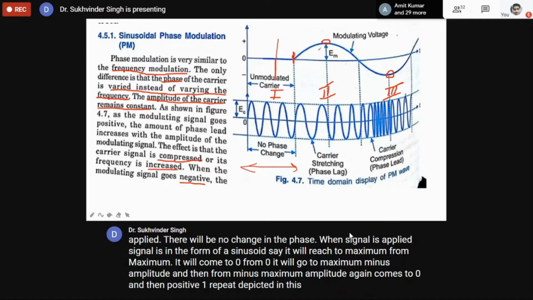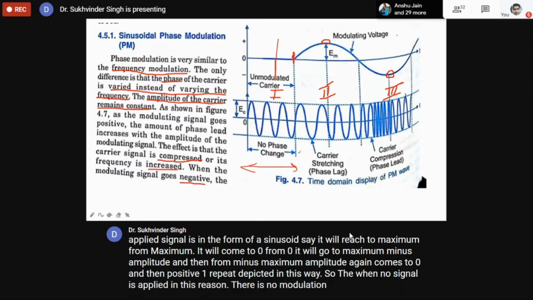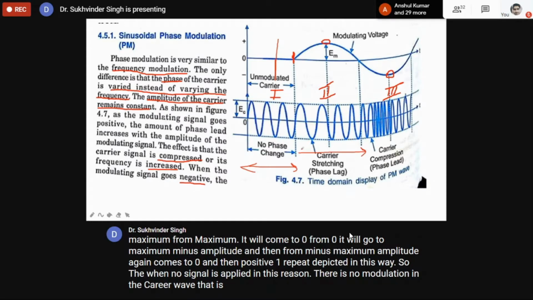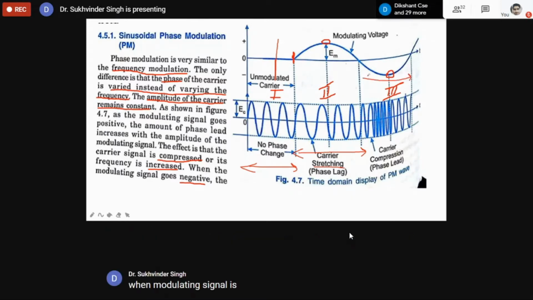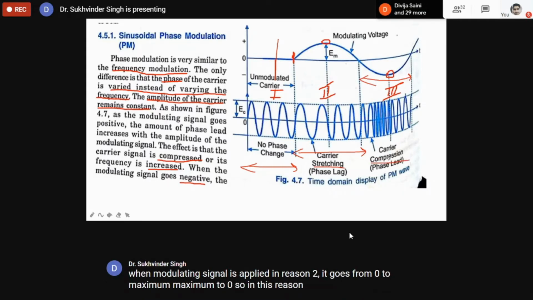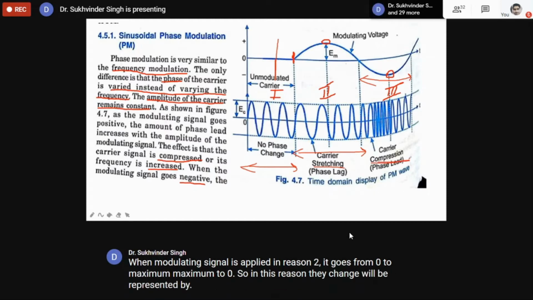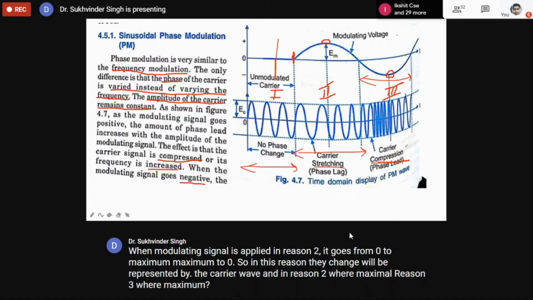When the modulating signal is applied in region 2, it goes from 0 to maximum, maximum to 0. So in this region, the change will be represented by the carrier wave. And in region 3, the maximum amplitude has now become minimum amplitude. So for this, the compression exists, and again the change according to the modulating voltage is represented by a phase change.